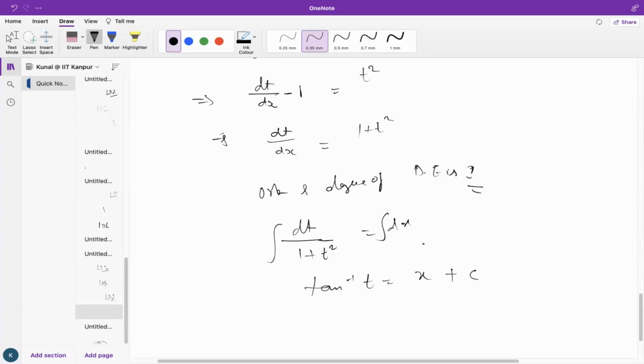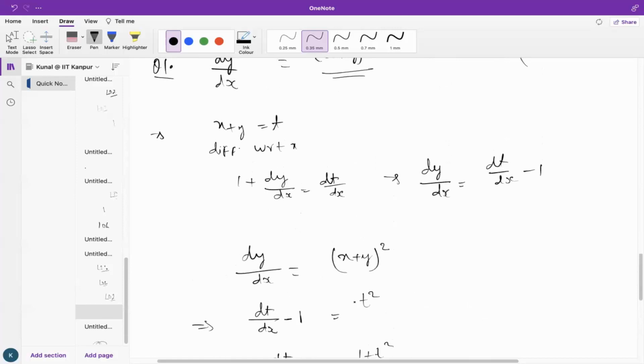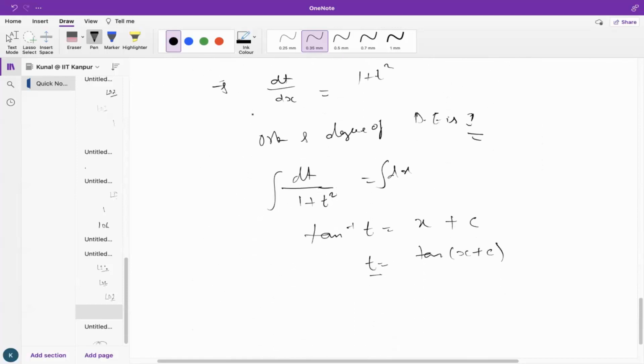Here we will get the general solution, not a particular solution, because the value of the function is not given. If any one value of the function is given, we will get the particular solution. But here we will get the general solution, because the function value is not given. So here we will get t is equal to tan of (x plus c), where t is nothing but x plus y. So we can substitute here.